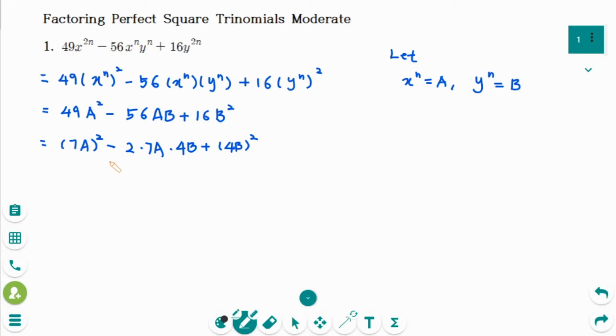So this one is a perfect square trinomial. Then the factored form is 7a minus 4b squared. Then go back to the original. 7a was x to the power of n, minus 4 y to the power of n, squared. This is the final factored form.